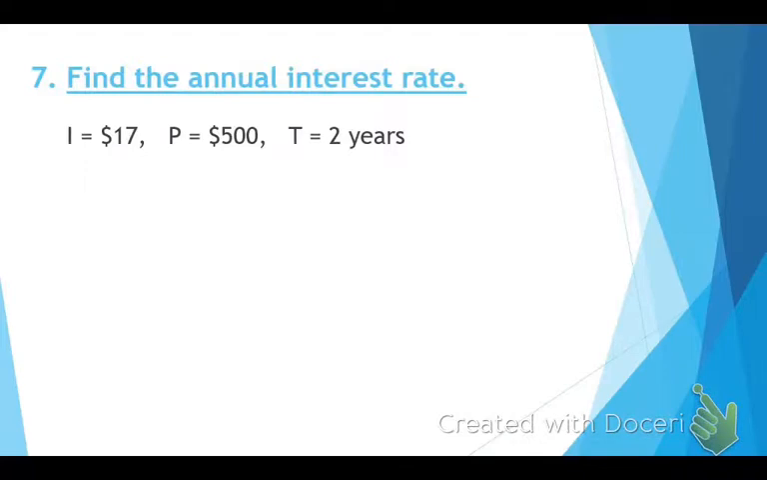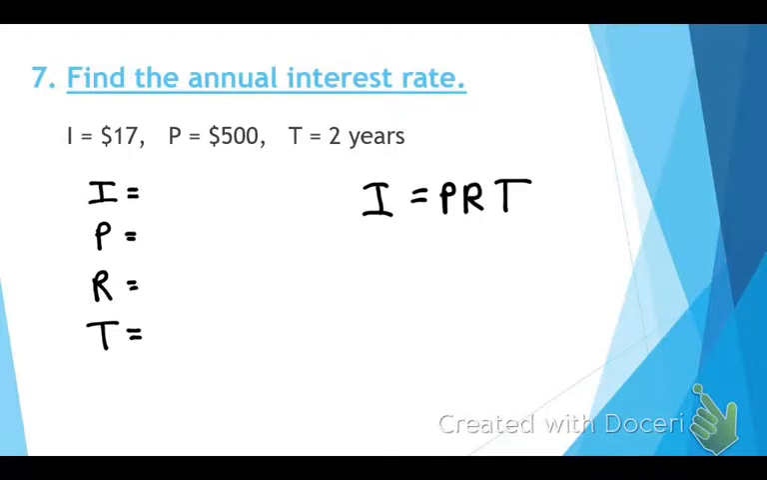So as you're doing it, this one now is asking you for the rate. Still, you want to make sure that you plug in what the I, P, R, and T are, and then you're going to go ahead and put it over here into your formula. What's my interest? $17. What's my principal? $500. What's the rate? No. What's the time? 2 years.